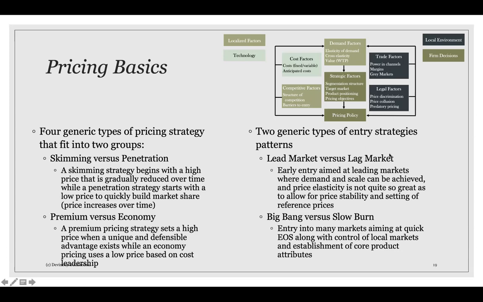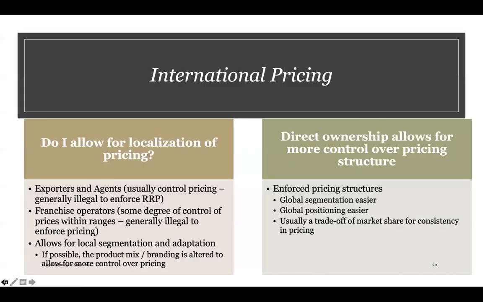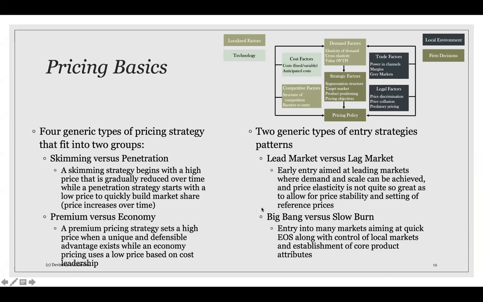And then there are entry strategies related to this, and that is, is this a lead market or a lag market? In the case of Apple in India, they were treating it as a lag market, and therefore they weren't that concerned about generating market share within that market. And then do they want to go big bang, or do they want to go slow burn? Do they want to rush into many markets at one time, get big economies of scale? Or do they want to move into markets more deliberatively, according to some kind of longer strategy? So you can link up these different mixtures of things.